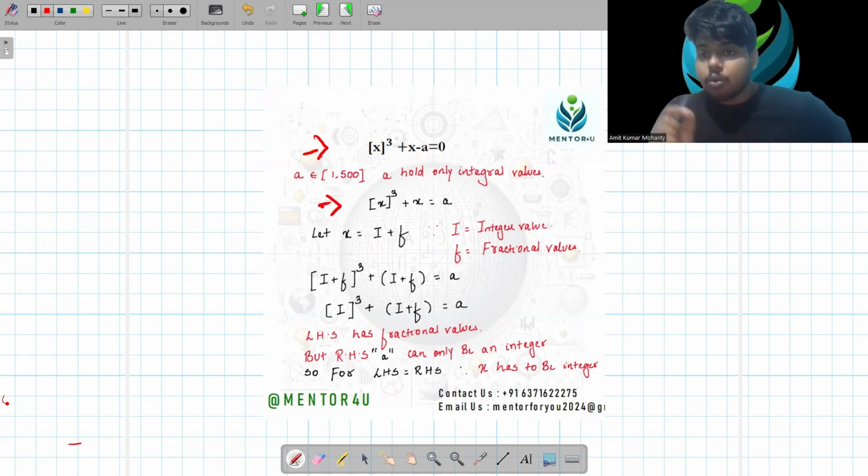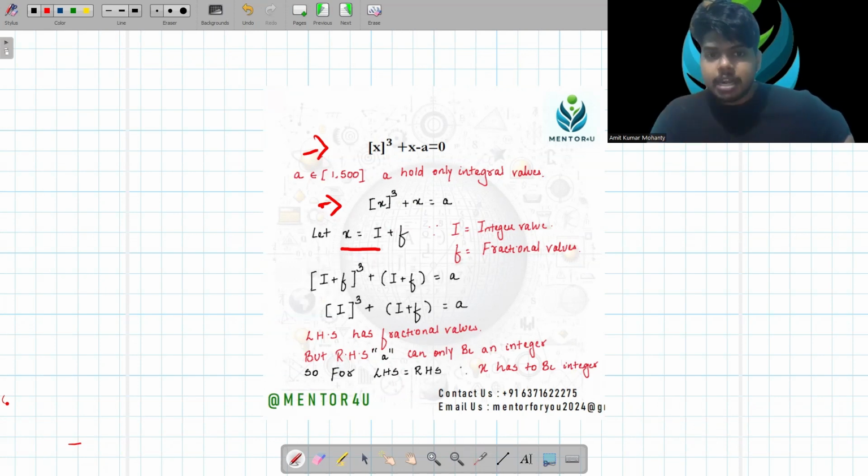Now we know that a can only be what? Integral values here. It is given in the question: a belongs between 1 to 500, a holds only integral values. Clear? And now, what can x be? x can be a sum of integral value plus fractional value, because any number can be written as integral plus fractional. So we are writing x equals I plus f. Now let's put this value in the equation instead of x. Clear? So it will be greatest integer of (I plus f) whole cube plus I plus f, and it will be a. Now, what is the use of the greatest integer function?